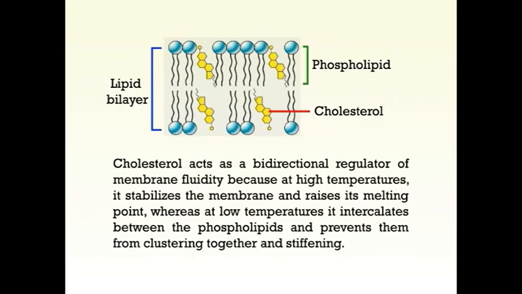Cholesterol acts as a bidirectional regulator of membrane fluidity because at high temperature it stabilizes the membrane and raises its melting point, whereas at low temperature it interacts between the phospholipids and prevents them from clustering together and stiffening.